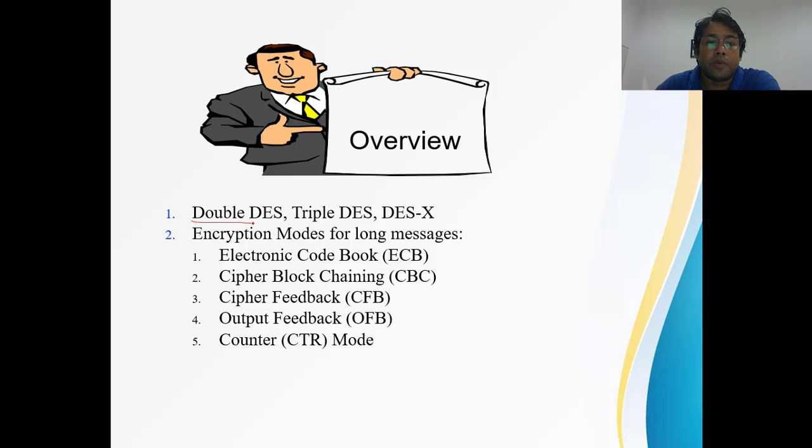One is called double DES. As the name suggests, that means the operation of DES would be performed 2 times. Then another one is triple DES, then DESX. All these things I am going to discuss in today's class.